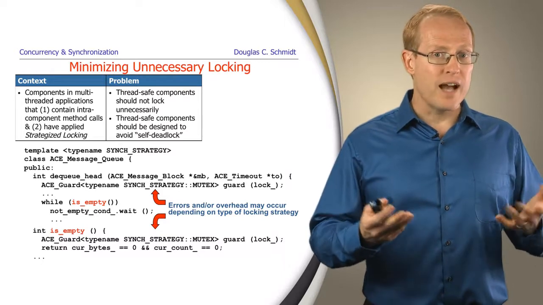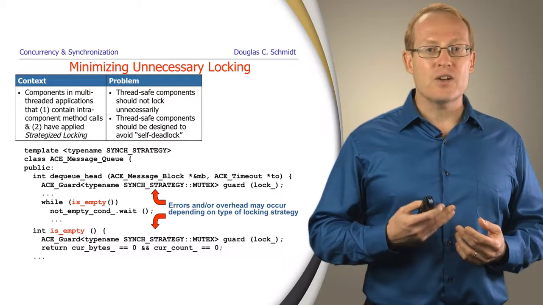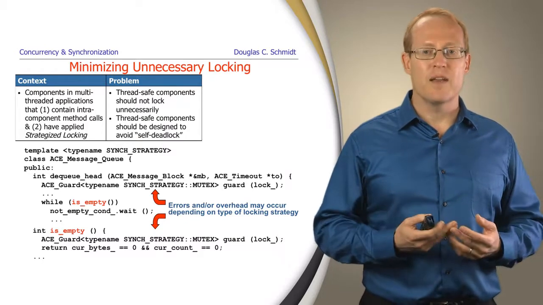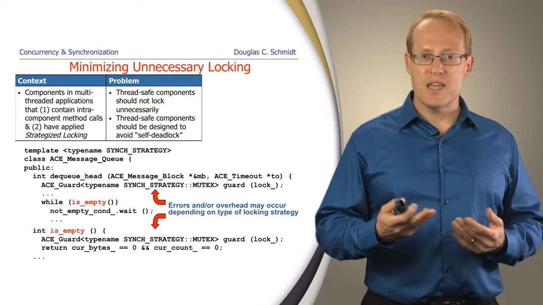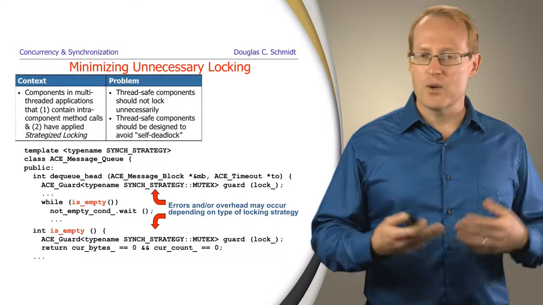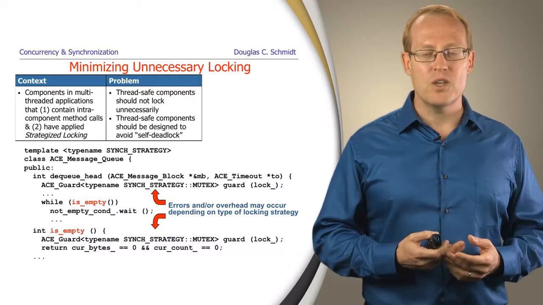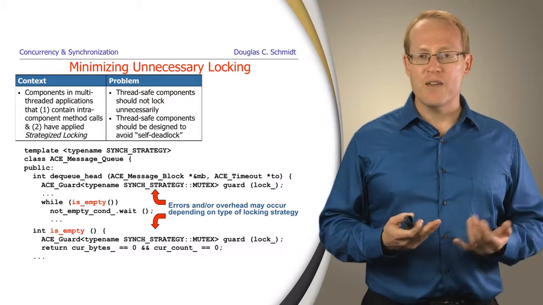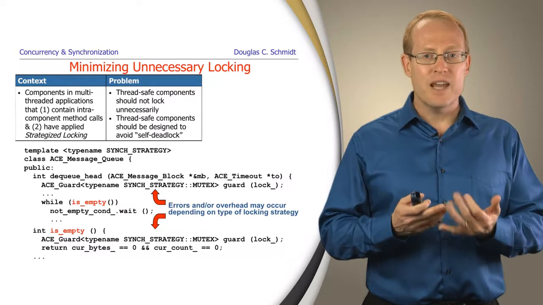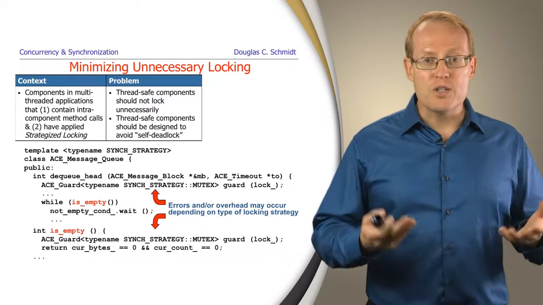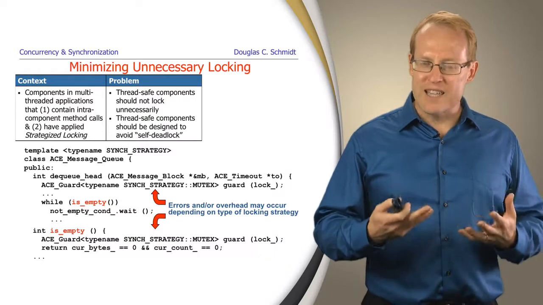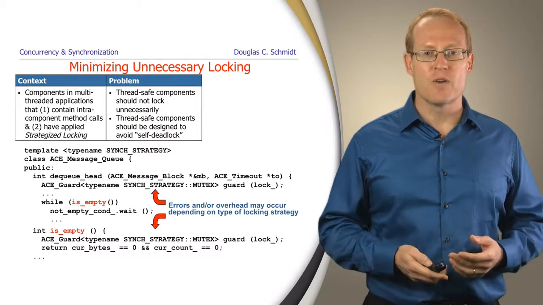Why is this? Well, the reason is because the DQ head method in this implementation first acquires the lock using the guard, and then it calls isEmpty to check whether or not the queue is empty. IsEmpty, as you can see, is an interface method that also acquires the lock, and then it goes to check to see if there's any bytes in the queue. Well, the problem there is if we give this thing a non-recursive mutex, it will self-deadlock. And even if we give it a recursive mutex, we'll still have an extra level of locking that really isn't strictly necessary, which increases the overhead.